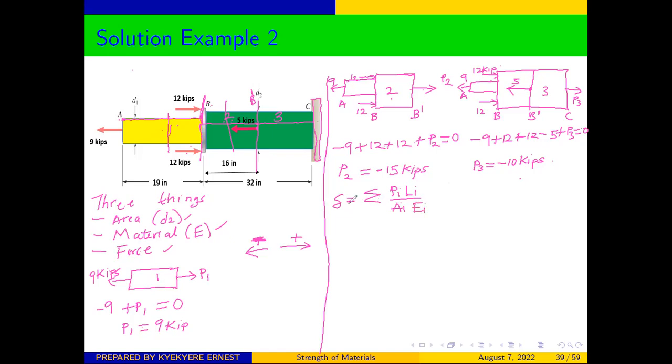And from there, we can calculate the deformation for each of the sections. Therefore, for A to B, this point is A, this side is B. So from A to B, we can say that delta AB will be equal to P1 L1 over A1 E1, where P1 is the internal force there.